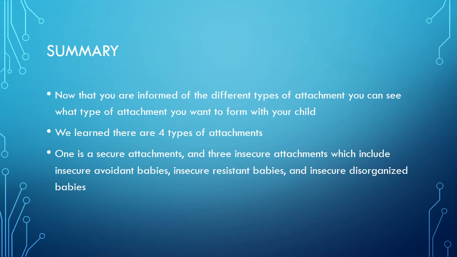Summary. Now that you are informed of the different types of attachment, you can see what type of attachment you want to form with your child. We learned there are 4 types of attachments. One is secure attachment and three are insecure attachments, which include insecure avoidant babies, insecure resistant babies, and insecure disorganized babies.